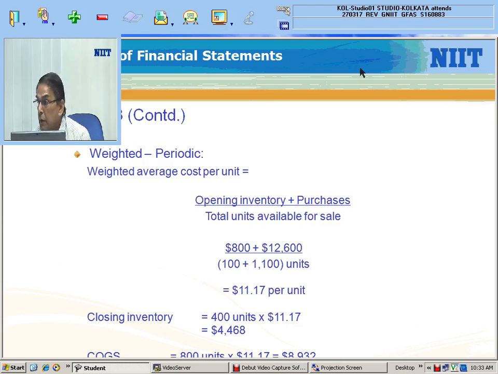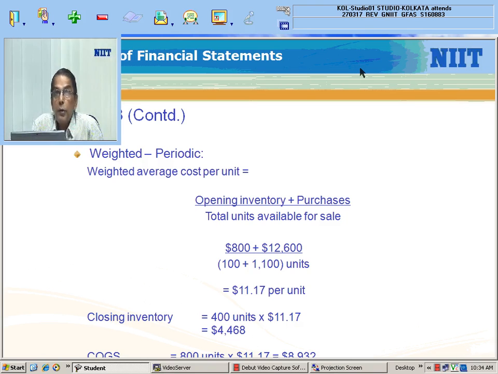Closing inventory being 400 units, we calculate the value of the closing inventory using the average cost: 400 into 11.17, that is 4,468. So using the average cost method, the value of the closing inventory comes to 4,468, whereas the value of the closing inventory earlier using the FIFO method was 5,000. So it will have an effect on the cost of goods sold.